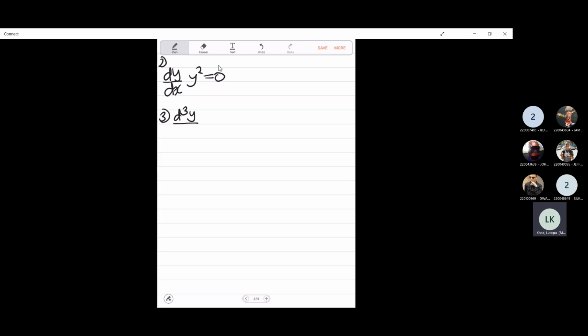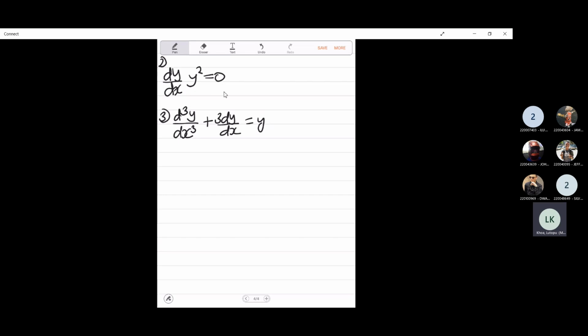d3y dx3 plus 3 dy dx is equal to y. So again, this is what it can look like. The third derivative plus 3 times the first derivative is equal to the function that you started with. So we're trying to come up with a function. You differentiate it 3 times. You add 3 times the first derivative, the answer is equal to the function that you started with.